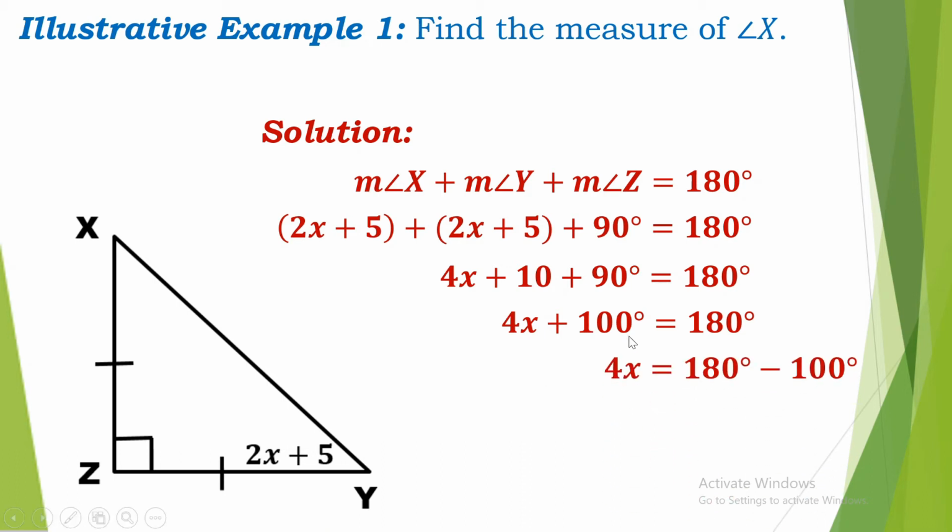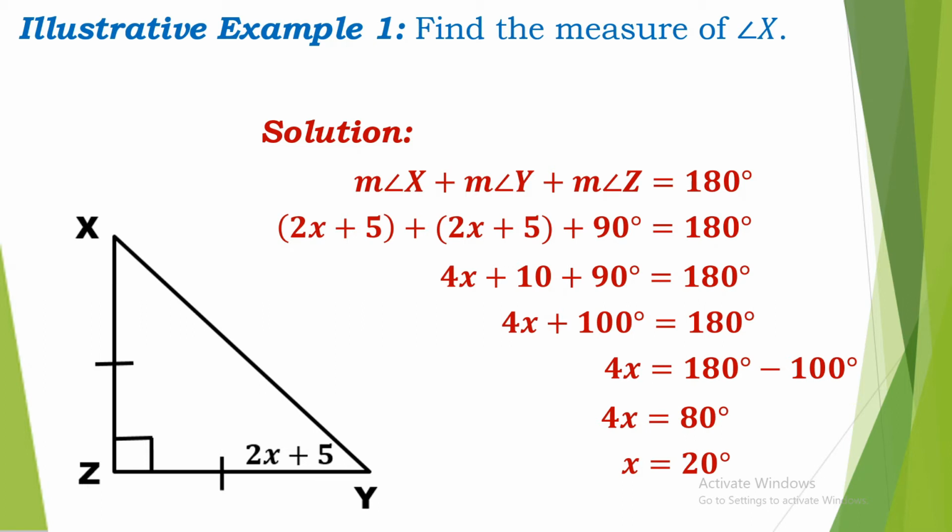So 4x plus 100 minus 100 is 4x, and 180 minus 100, that is 80. Now we have 4x is equal to 80. To solve for x, we have to divide both sides by 4. So 4x divided by 4 gives us x, and 80 divided by 4 is equal to 20. Therefore, the value of x is 20 degrees.